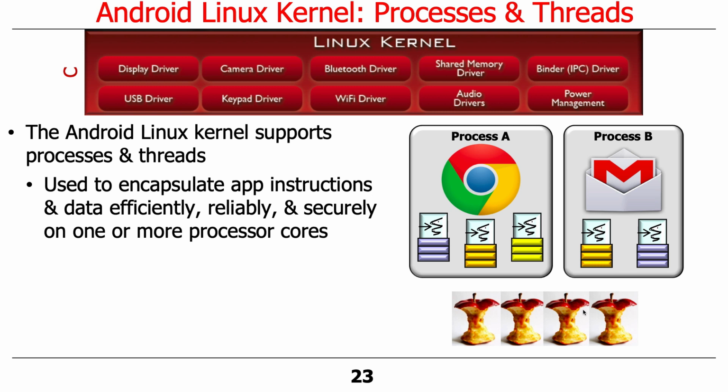We have, say, a browser and an email app, and those are running in separate processes. You can see these little funky things here. They look like little stacks. Those are the threads. You might have multiple threads running in a process: several threads in process B, several threads in process A. And as we'll see shortly, the threads can be mapped down to the underlying processor cores.